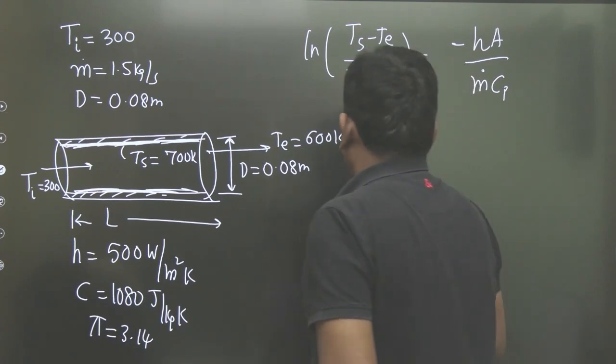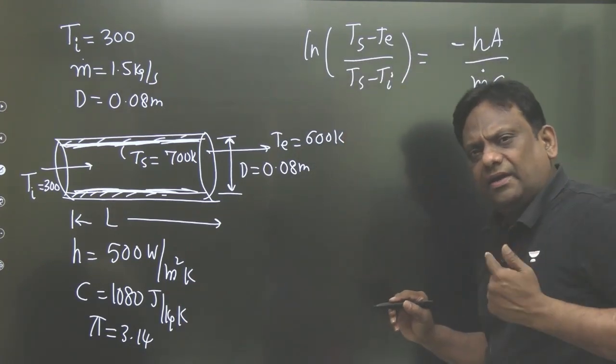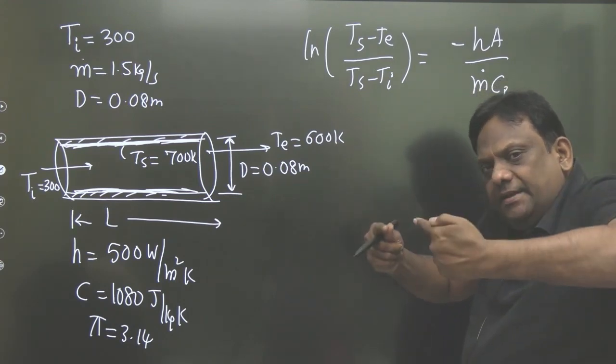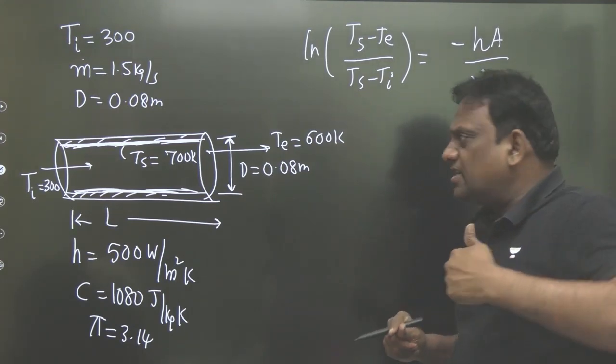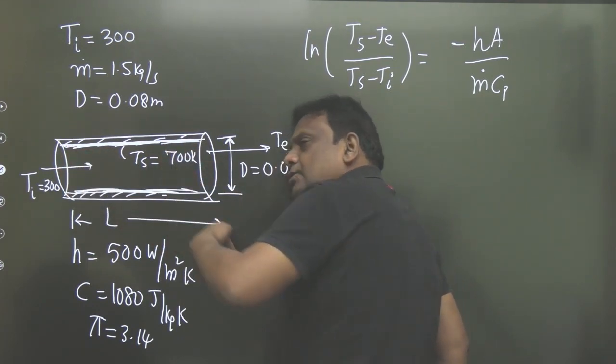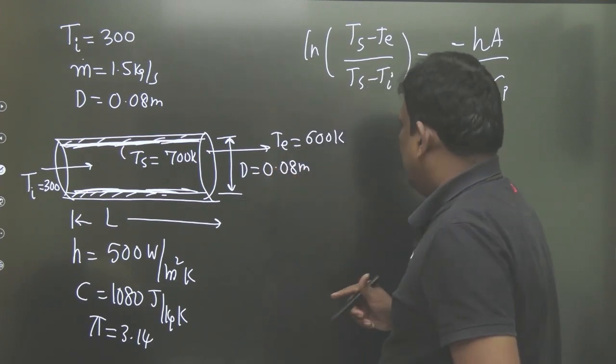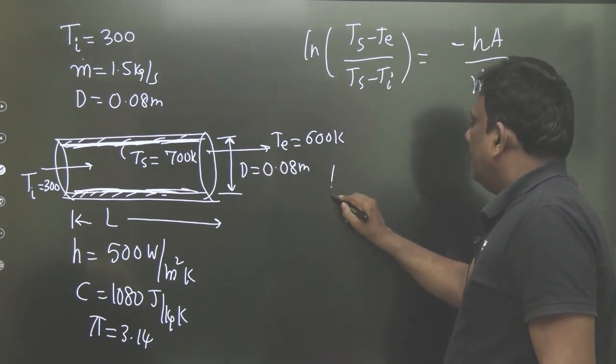Okay, now let's try to solve this. Through what area is the convection taking place? Pi d into L. The fluid is flowing like this, so convection is taking place over pi d into L. So therefore, now I write ln.